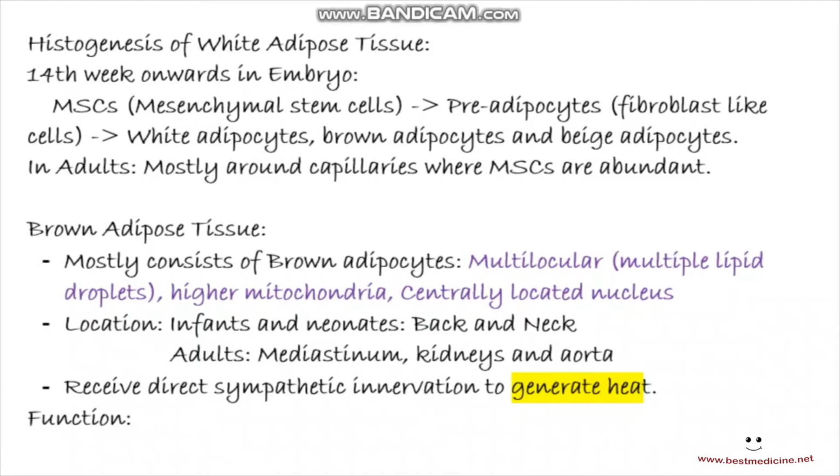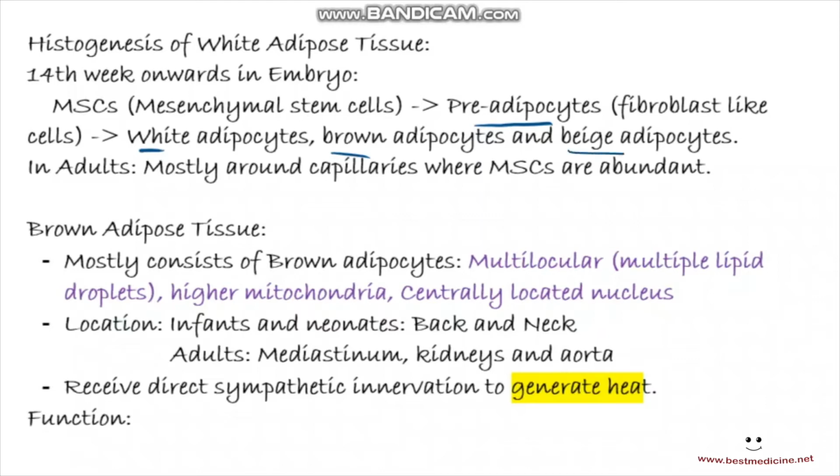Alright, so now we start the brown adipose tissue. Before beginning the white adipose tissue, we discussed the embryological origin of the adipose tissue. We said that in the embryo there are mesenchymal stem cells that differentiate to form pre-adipocytes, right? And then these pre-adipocytes go ahead and differentiate to form different adipocytes like white adipocytes and brown adipocytes.